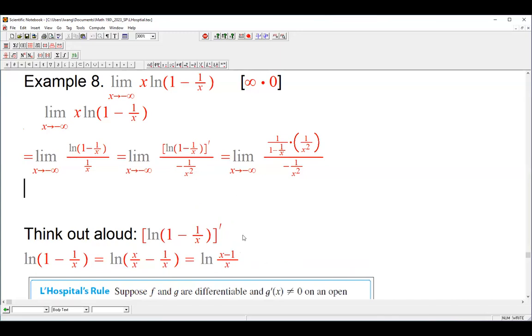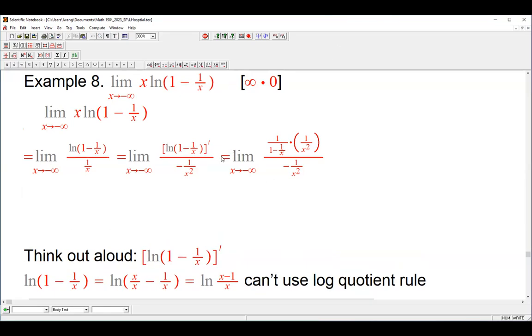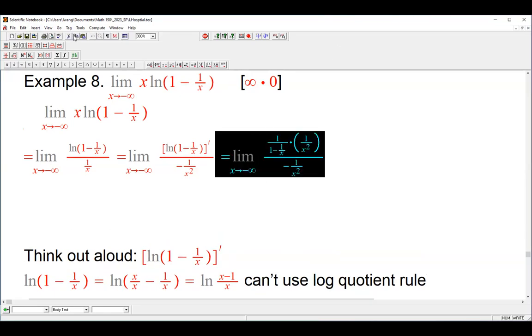Just a note: we can't use the log quotient rule, because x is approaching negative infinity. A negative number is not in the domain of the logarithm. I hope that's clear to you. So then we simplify.